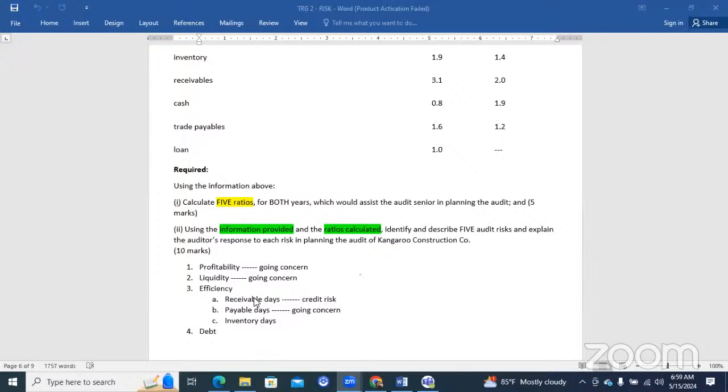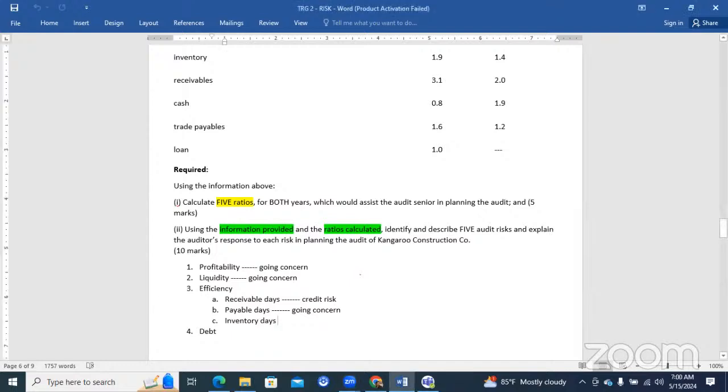Payable days: when payable days are significantly increasing, that is also an indicator of going concern. You might study going concern, ISA 570, under the completion and review topic, before reporting. Under that you might study going concern indicators. When payable days are increasing, it's an indicator of going concern.